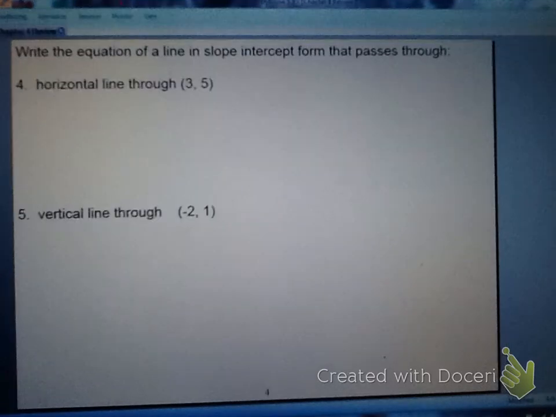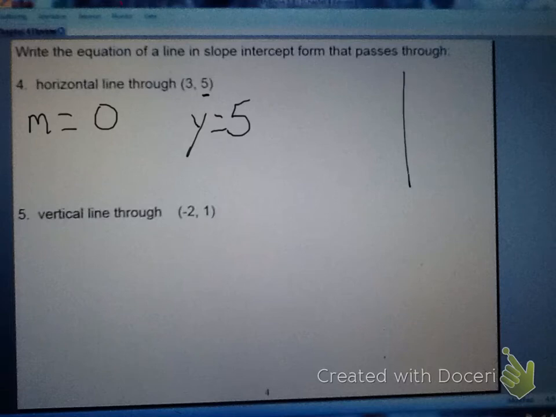Number 4, write the equation in slope-intercept form that passes through a horizontal line through (3, 5). Remember, the slope of a horizontal line is 0. And the equation for all horizontal lines is y equals the y value of the ordered pair. If you couldn't remember that, you could always go to the side and sketch a little graph.